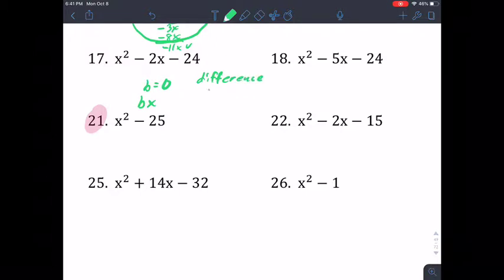I forgot how to spell difference of squares. I don't think I spelled it right. Oh well, you guys could look it up. Whatever difference spells like, and then of squares. The difference of squares.